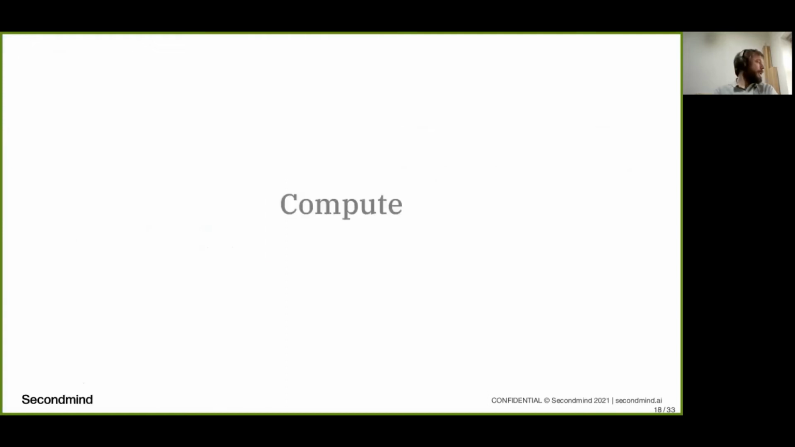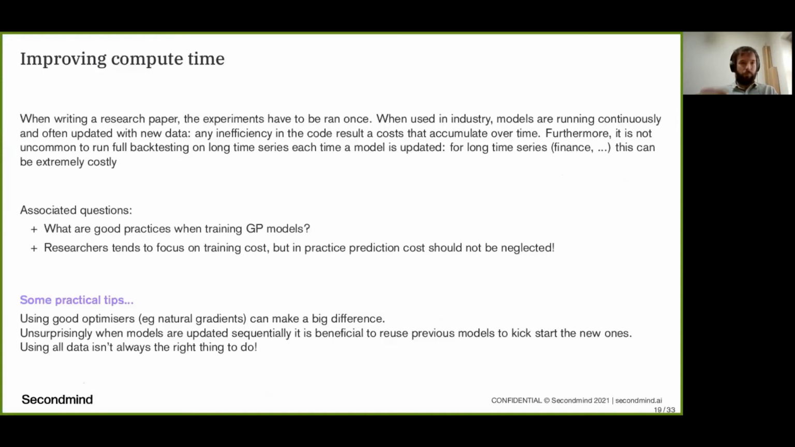Okay, the second big area I want to talk about is compute. When we run a research paper, we have to run the experiment once just to produce the table of results. But in practice, when you deploy GP models, those are run continuously, just because you continuously want to make predictions from the model, or you may receive new data online. So you'll have to retrain your model again and again. If you have any inefficiency in the code, that will accumulate over time, and that will just make the compute bill grow quite a lot.